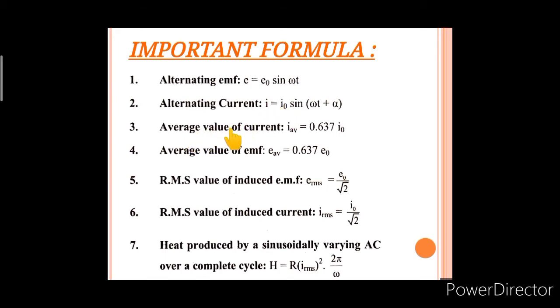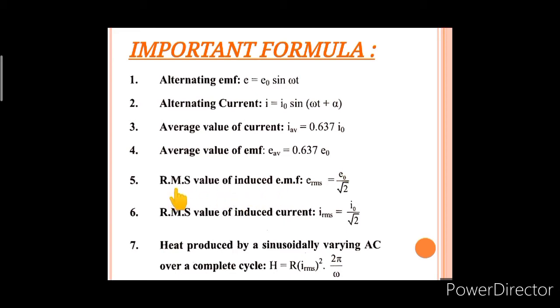Next we have the average value of the current, which is given as I_AV equal to 0.637 I0. We can say it is the relationship between the average current I_AV and the peak value of the current I0. So the average value of the current I_AV is equal to 0.637 I0. Similarly, the average value of EMF, E_AV, is equal to 0.637 E0, where E0 is the peak value of the EMF.